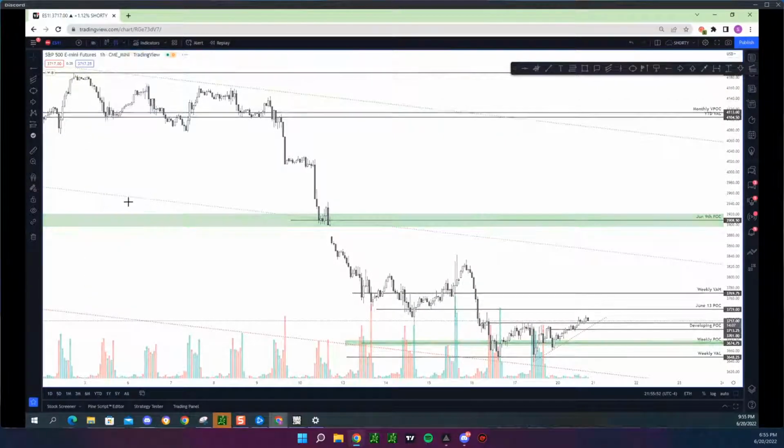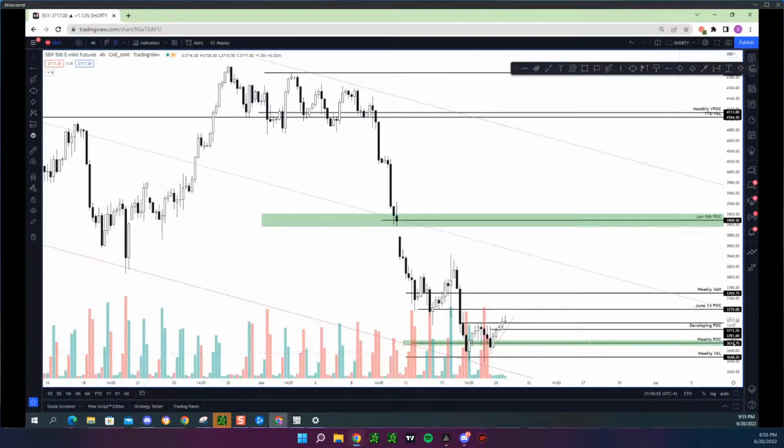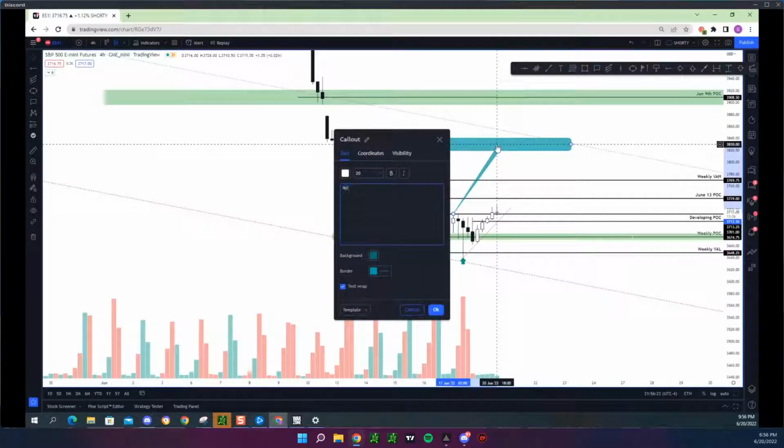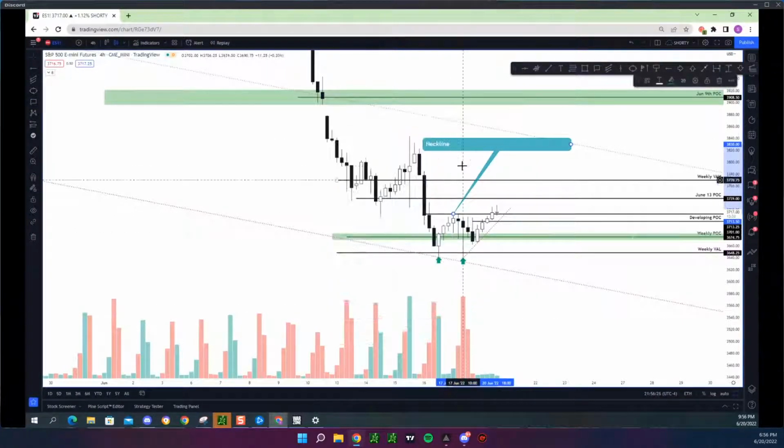All right, check 4 hours, man. So what does this look like to you guys? Double bottom. Definitely double bottom. So you had one here. Sorry, one here. We'll delete that one. With the neckline being right here. So this would be your neckline here. Right.